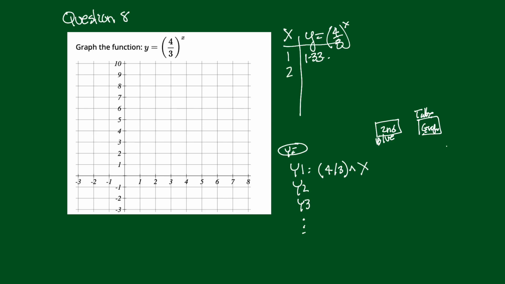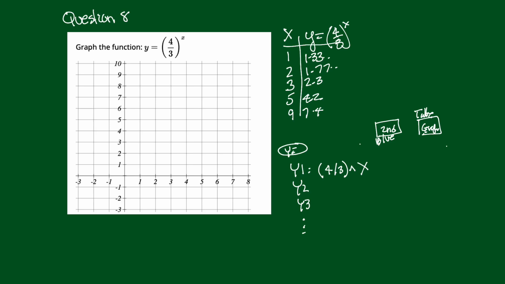Put in a 2, you get back 1.77. Put in a 3, you get back 2.3. You don't need all these. Put in a 5, you get back a 4.2. We can't go too far because this thing gets big fast. I'll put in a 9 and I get 7.4.